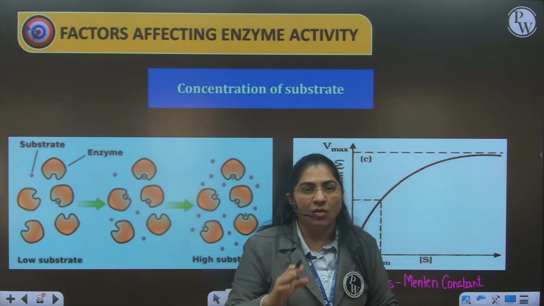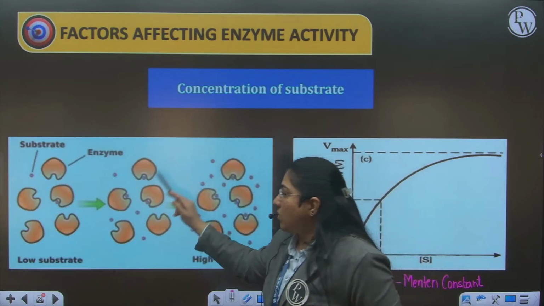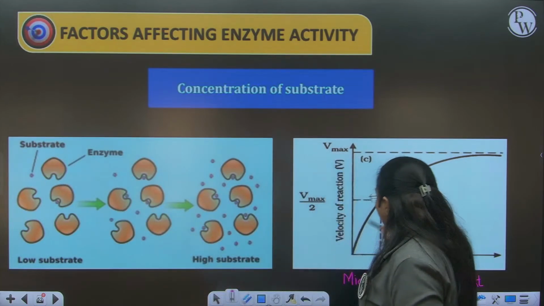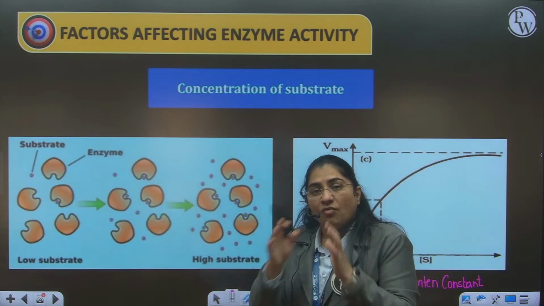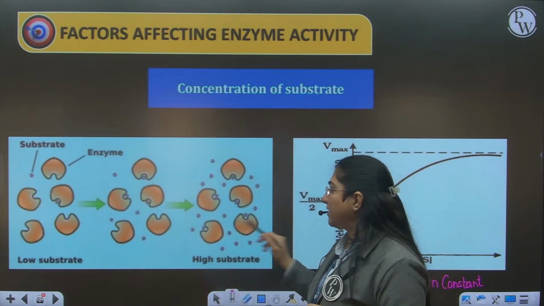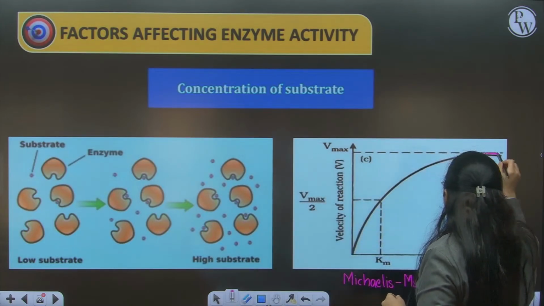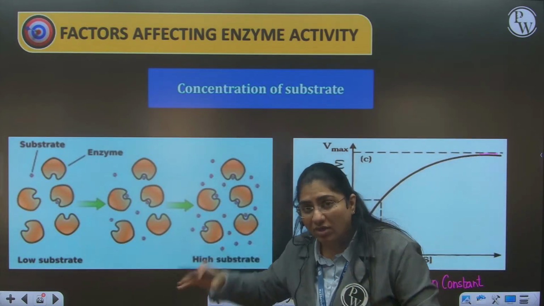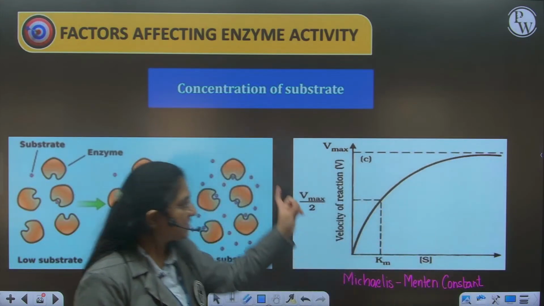not increase. Why so? Because, and this can come as an assertion reason, the number of enzyme molecules is less as compared to substrate. So as we keep on increasing the substrate concentration, it goes and binds to the active site of the enzyme. Once all the active sites of the enzymes are saturated, there are no free active sites where it will go and bind. Thereby, once it reaches the maximum velocity, that is, once it has reached the stage where all the active sites are already saturated with substrate, there will be no further increase in the velocity.